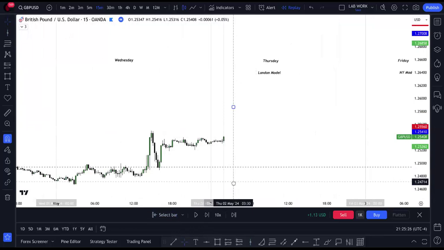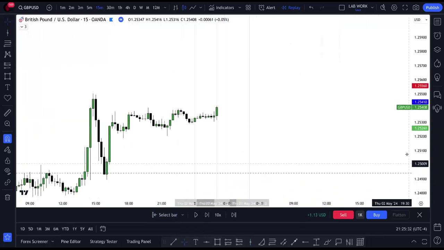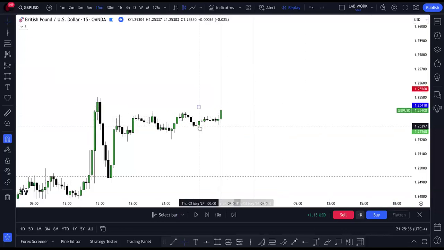The London model is exactly the same as the New York model. This is a Thursday, so another ideal trading day. So Tuesday, Wednesday, Thursday, ideal days to trade. The dead zone though is different.